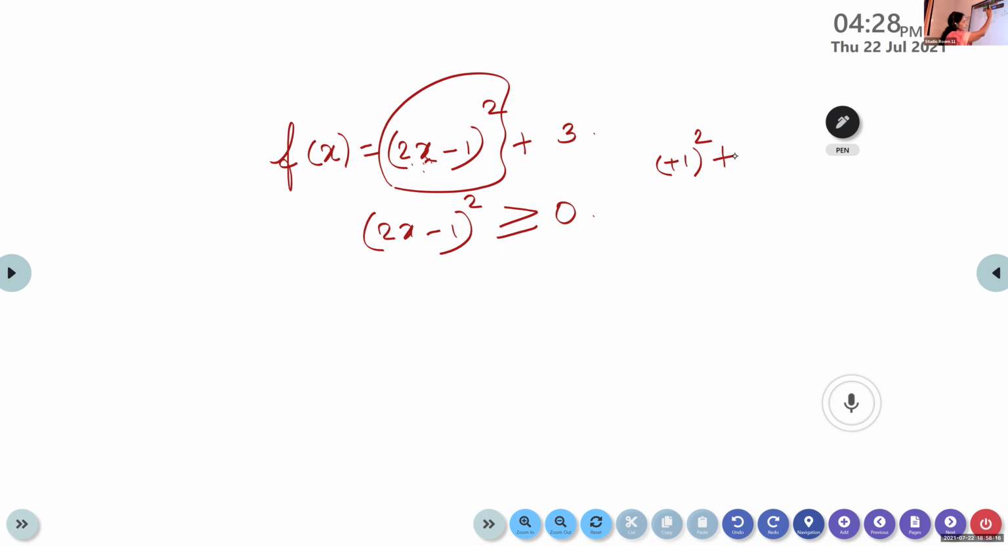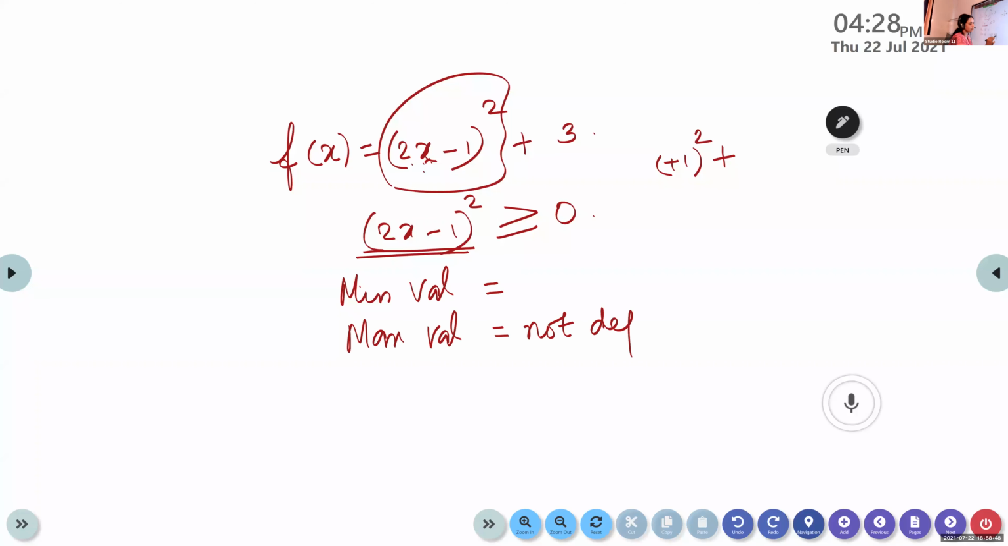For the time being, don't bother about this constant. You look at only this function. Here it is greater than or equal to 0. It is always positive. For 2x minus 1 the whole square, what is the minimum value and what is the maximum value? We can't define the maximum, isn't it? Why? It goes on increasing, so here the maximum value is not defined.